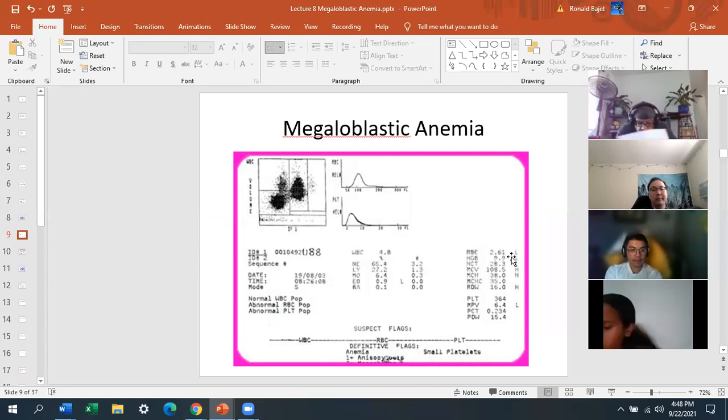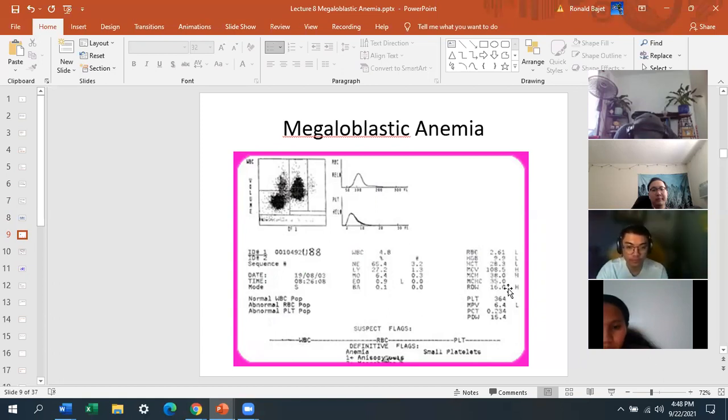So here's a printout, and this is typical for vitamin B12 deficiency. As you can see, anemia: look at the red blood cell count, it's 2.61. Hemoglobin is low, 9.8. Hematocrit, 26.3. But look at the MCV, it's 108. So your RBC markers are low, and the RDW is high.